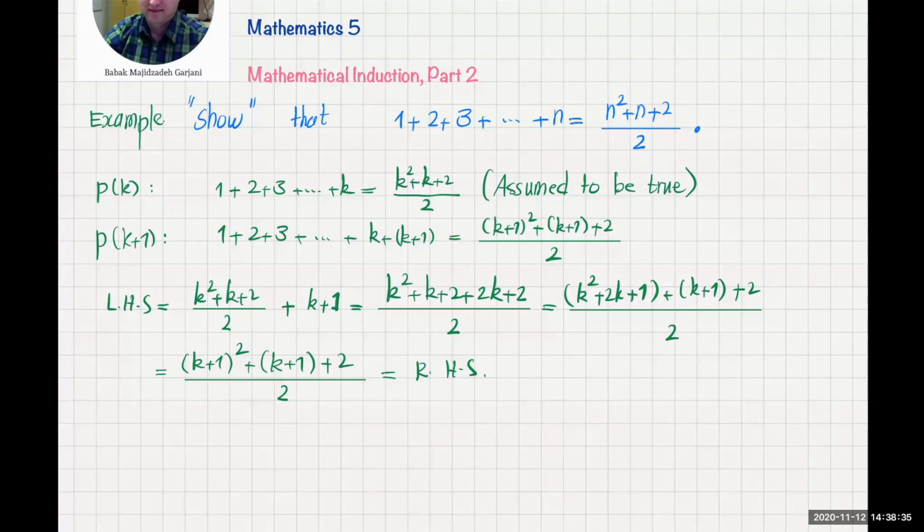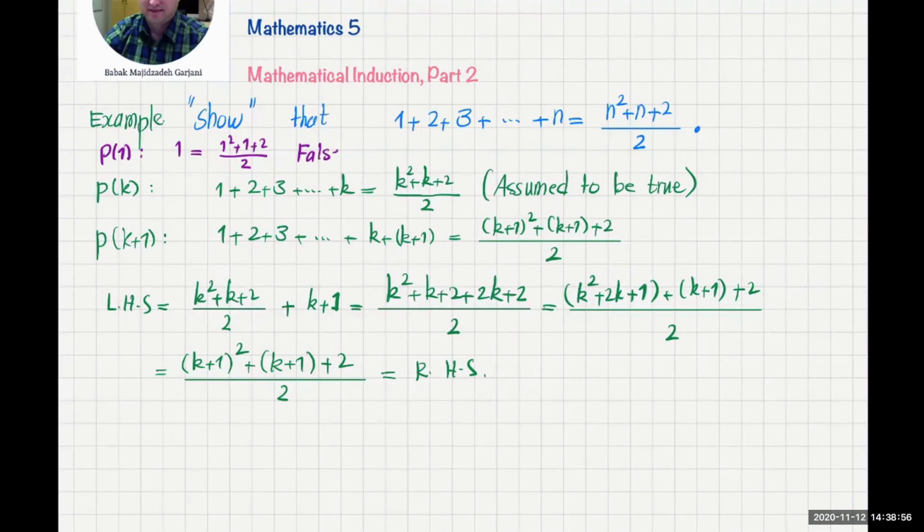Yes, but now assume that I am a careful student. Let me write in a different color. I know that I have to check P1 first. But when I check P1, the left-hand side becomes 1. The right-hand side becomes 1 squared plus 1 plus 2 divided by 2, which is false.